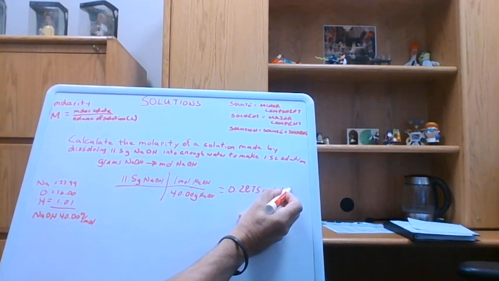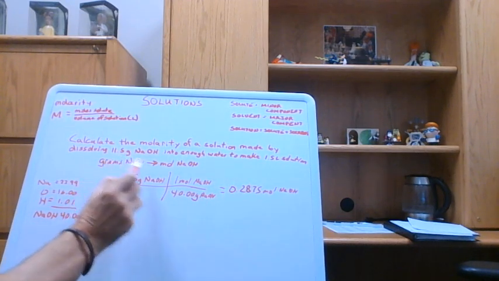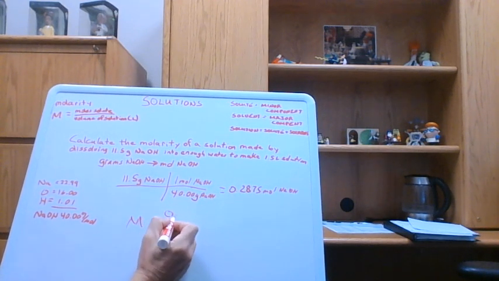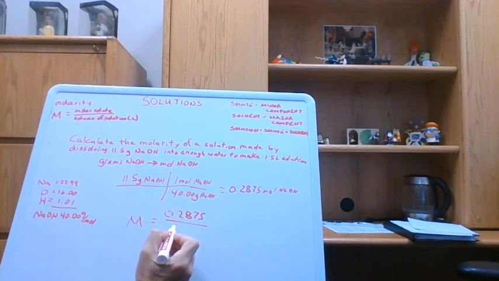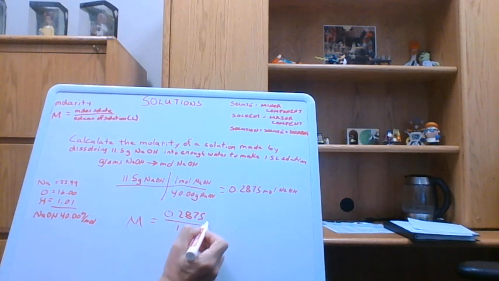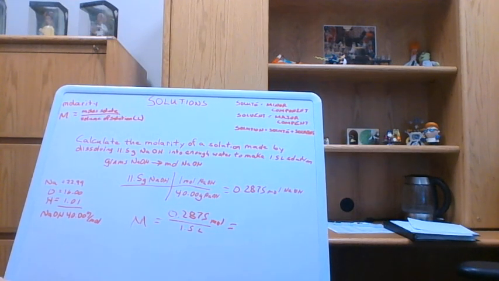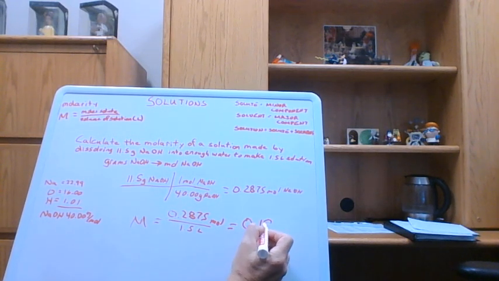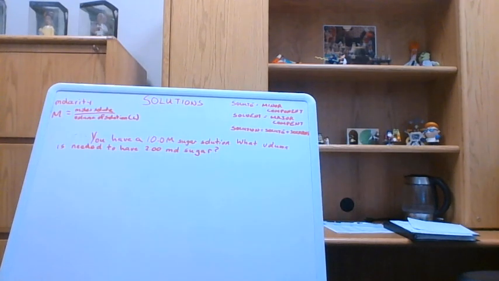So now we have moles of solute and we have liters of solution. So now our molarity just equals our moles per liter, and we have 1.5 liters. And we divide our 0.2875 by 1.5, and we get 0.19 molar. So we have a solution that is 0.19 molar sodium hydroxide.